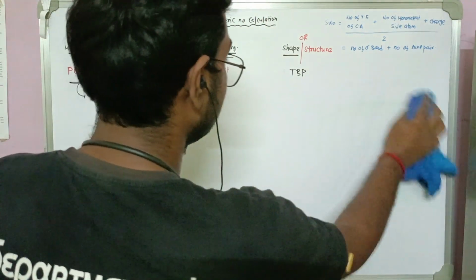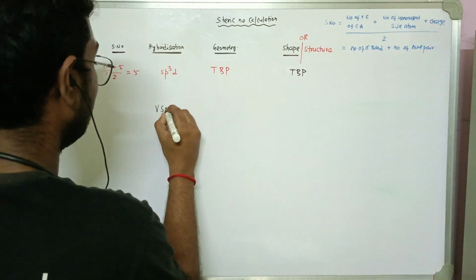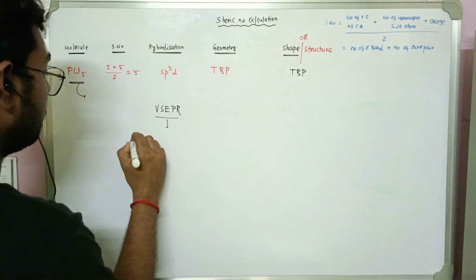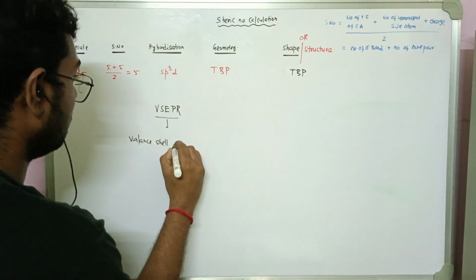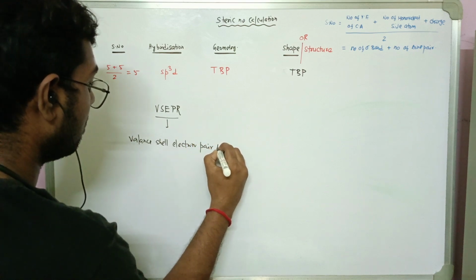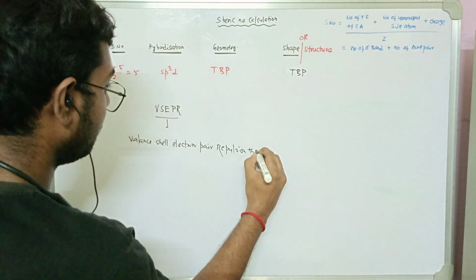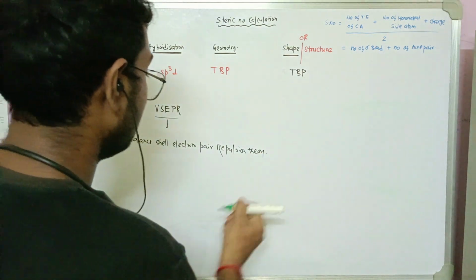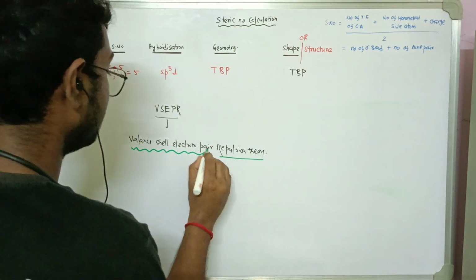which is called VSEPR theory. In VSEPR theory, we have discussed it earlier, the full form is valence shell electron pair repulsion theory. And in the previous video, lecture number 2, I guess, I have discussed the repulsion theory of bond pair and lone pair, and this is called the VSEPR theory.